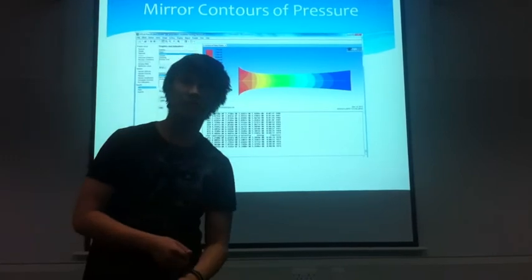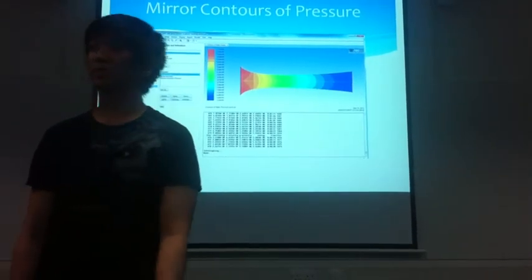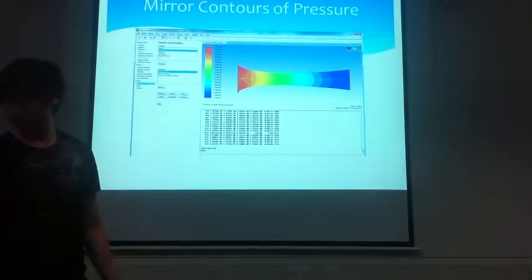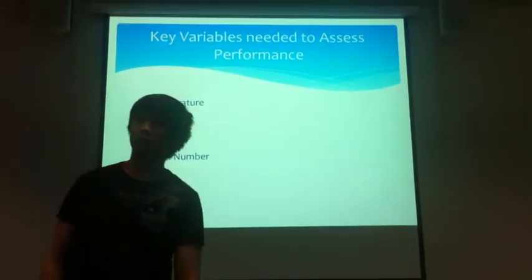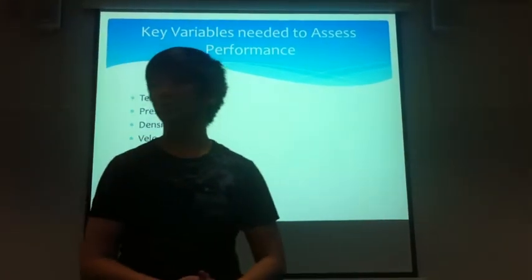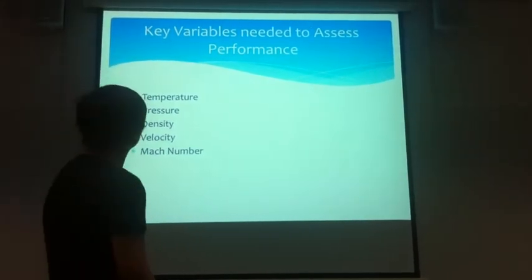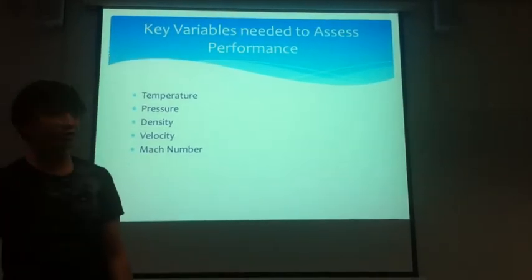As the simulation is axisymmetric, we are able to mirror across the axes to show the full shape of the nozzle and flow through it. We can compare the results between the theoretical and the simulation results using temperature, pressure, density, velocity, and Mach numbers.